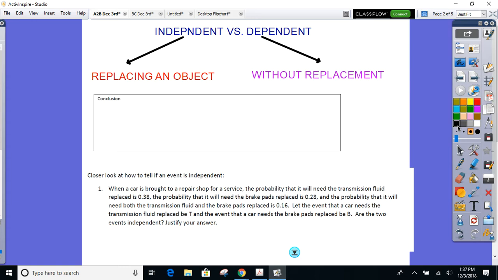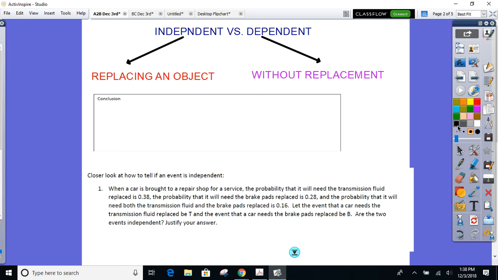Here's what we've got to do today. I'm going to give you a story and 2 events at the end, and I need you to tell me, are they independent or dependent? Here at the top, the only thing you know about independent and dependent right now is if it's independent, you put the object back in the bag or the box or the urn or whatever. Dependent, I keep it, I eat it, whatever the case is. All right, we remember that? If I replace it, it's independent. If it's dependent, I didn't replace it.